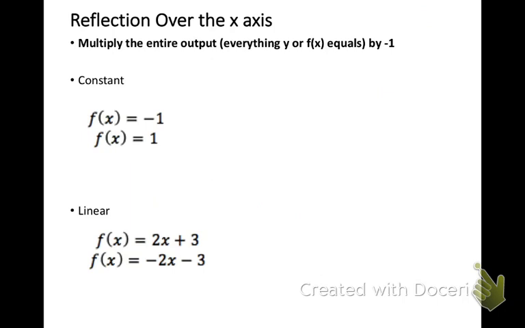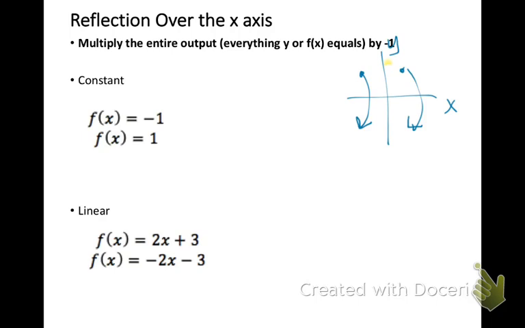Now the more common type of reflection is in the next row down, which is a reflection over the x-axis. So what that looks like is that if you have a graph, I'll draw my xy axis, then the points that were positive up here, y values, are now reflected down below, so across the x-axis. This applies to all 4 types of functions: constant, linear, absolute value, and quadratic.